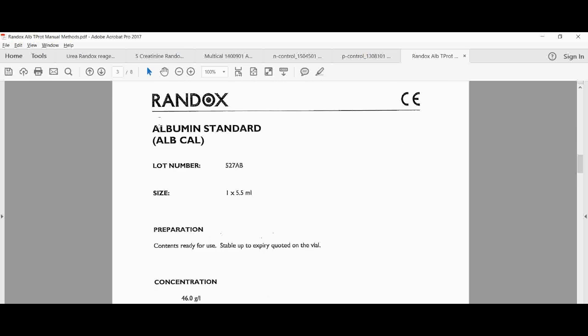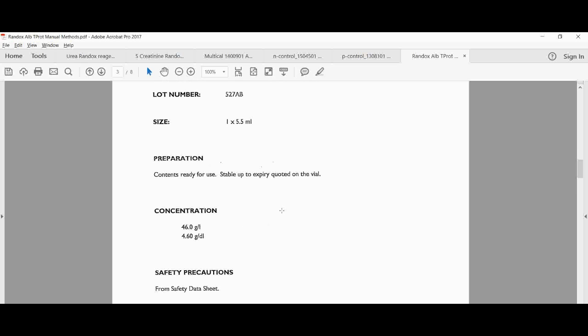Here is the albumin standard, albumin calibrator, and each calibrator comes with its own lot number. It tells you the size and the volume of the calibrator. So this is only 5.5 ml, a smallish tube. Then it also tells you what you should do, contents is ready for use, and the concentration, and this is very important, the concentration of the albumin standard is 46 gram per liter. So let me just highlight this.